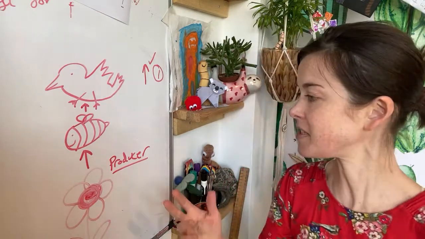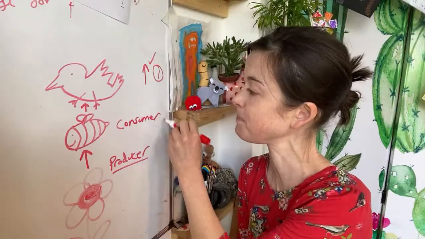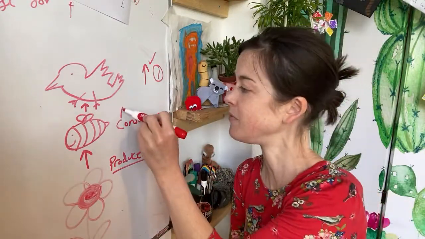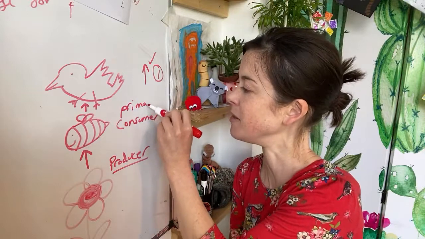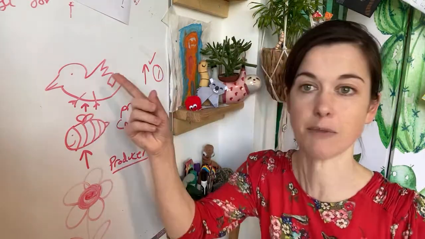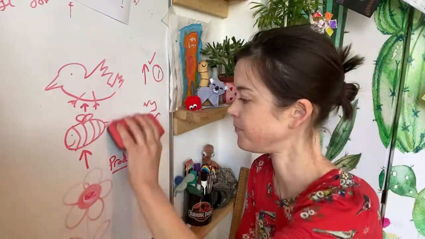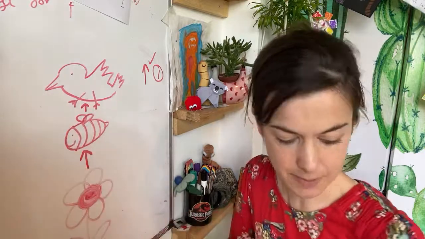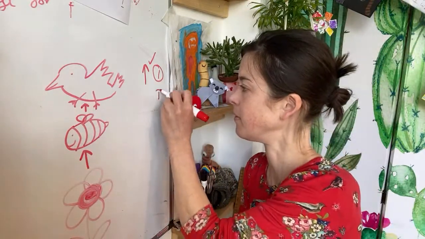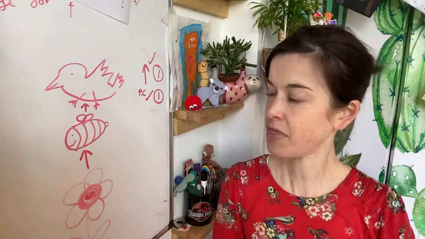All right, the answer is, give yourself 1 mark if you wrote consumer. Well done. But give yourself 2 marks if you wrote primary consumer. Fabulous. Because it's the first consumer, the one that eats the producer. So the bird would be the secondary consumer. Very well done if you got that. Primary consumer. 1 tick. Primary consumer.